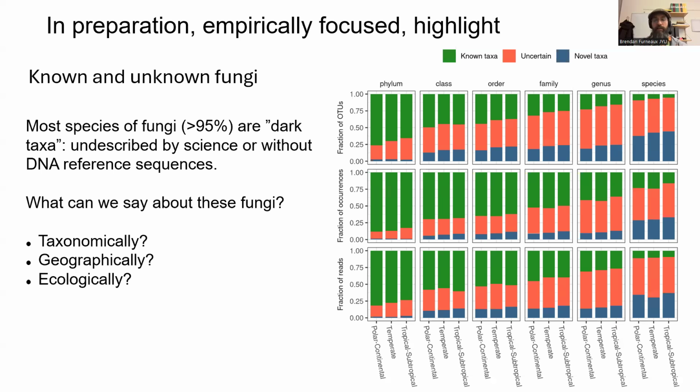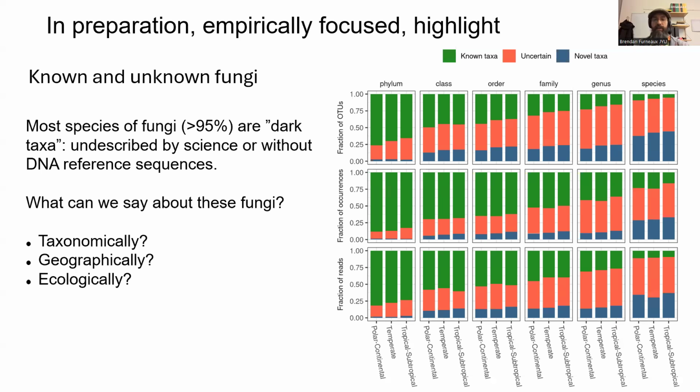And here in the graph, we can see how this looks for fungi from that global spore sampling project. We've got the different taxonomic groups going from left to right, phylum being the broadest, down to species, which is the most specific. And then, looking in different parts of the world, polar, continental, temperate, or tropical, subtropical, how good a job can we do at identifying those?